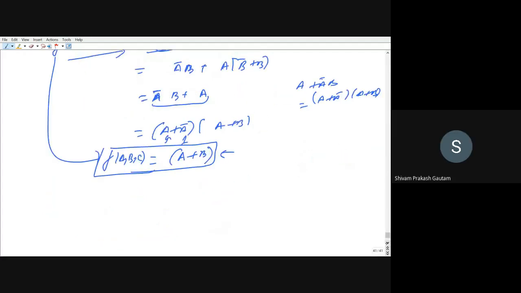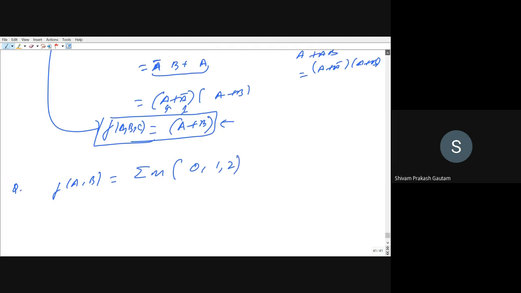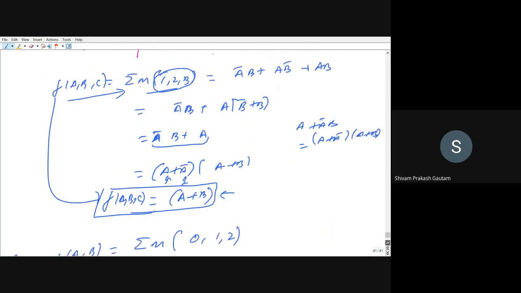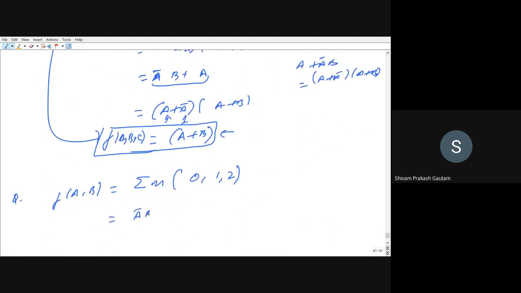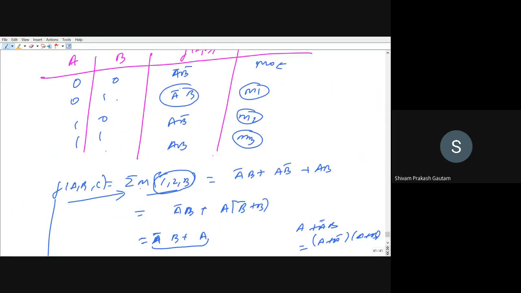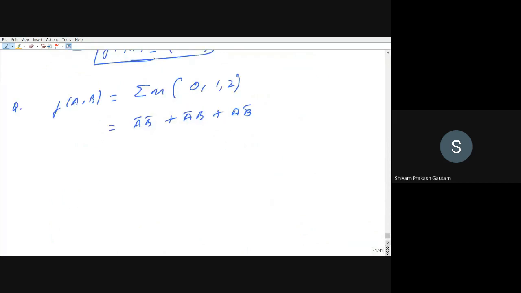Now we will take one more example. That is, a function of A, B is given as the summation of minterms 0, 1, and 2. So what is 0? Again, you have to look into the table. 0 is a bar b bar. This can be represented by a bar b bar plus, what is 1? You can see 1 is a bar b, plus a b bar. So these are the three terms we are having.